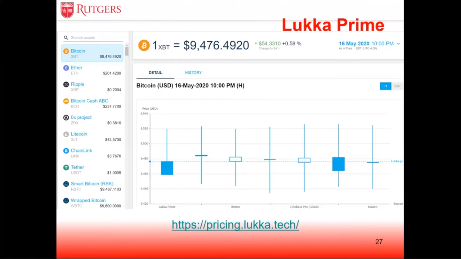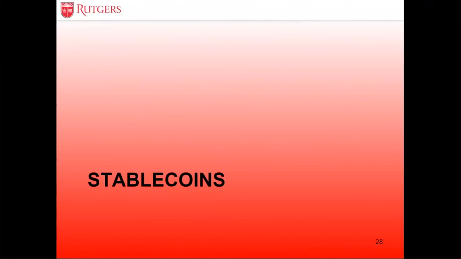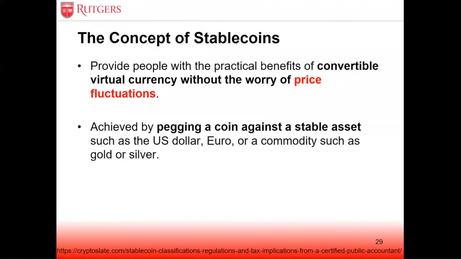Okay, good. Then let's share some more issues related to cryptocurrencies in the accounting and auditing domain. Stablecoins. Remember what the disadvantages of cryptocurrencies are? It's the price volatility, the price fluctuations. So the design of this new type of cryptocurrency called stablecoins is trying to solve this problem. How to solve this price fluctuation?